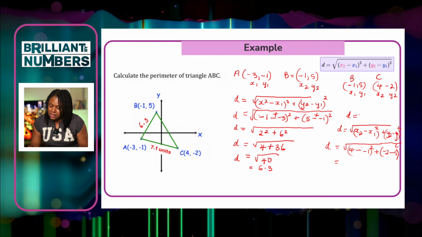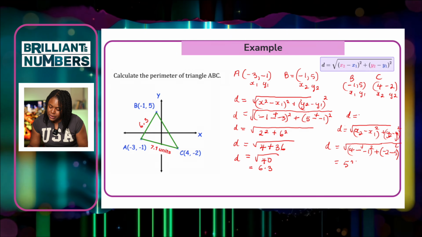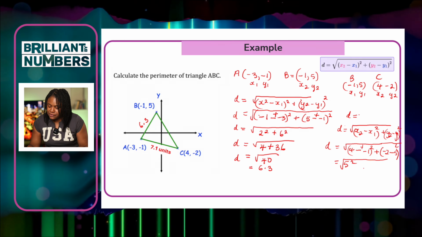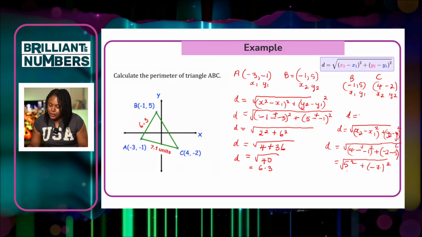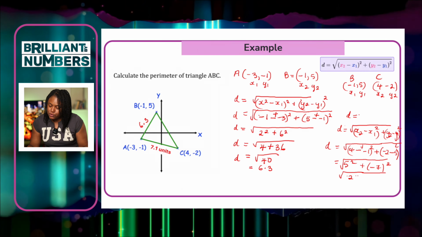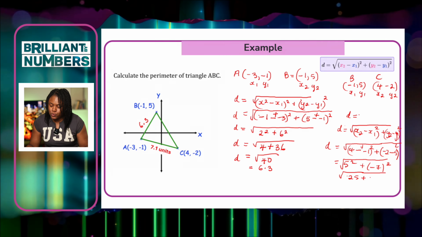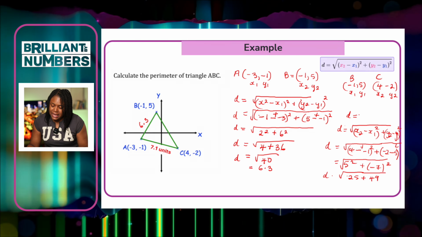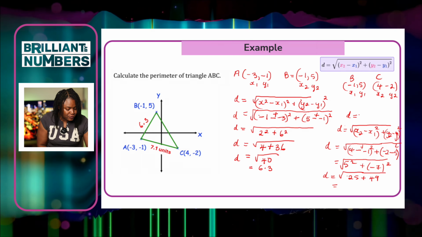Okay, so adding these together, I get 4 plus 1 is 5, so that's 5 squared, so it's a square root of 5 squared, and then minus 2 minus 5 is minus 7, so I'm doing minus 7 squared. So 5 squared is 25, so that's a square root of 25 plus 7, minus 7 times minus 7 is 49. So I need to do 25 plus 49 and then put that all in my square root for my calculator.